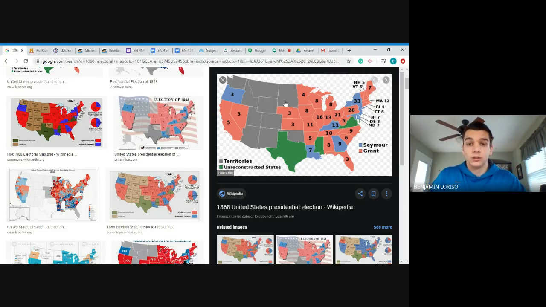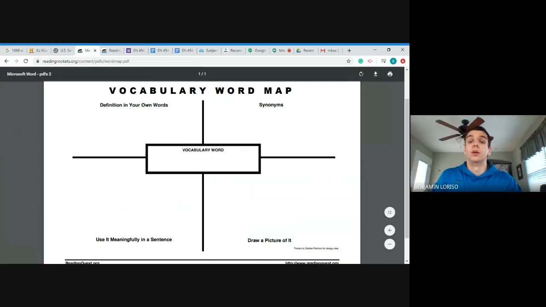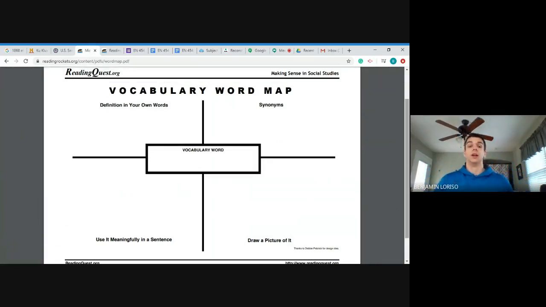So now what I would like you to do, after a nice job with that homework, you can put that away. Please bring out or go grab one of these vocabulary word map worksheets, and we're going to fill this out for the term black codes.